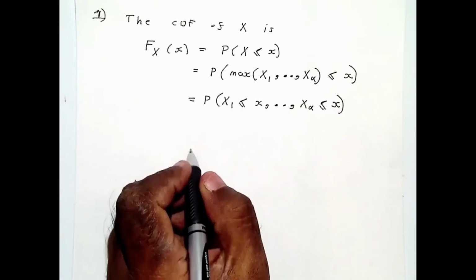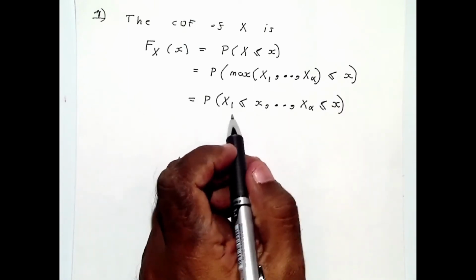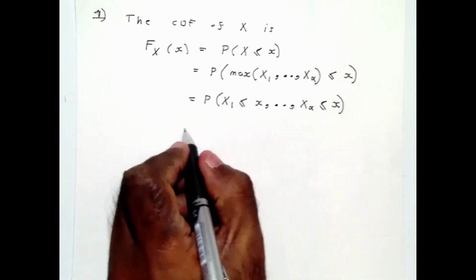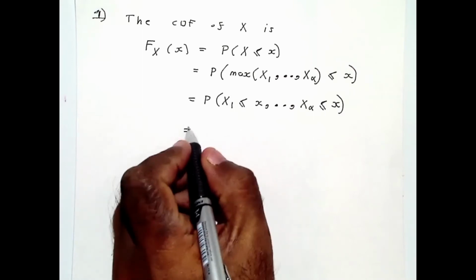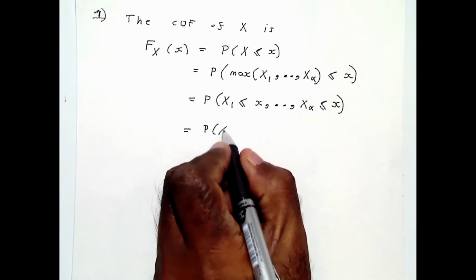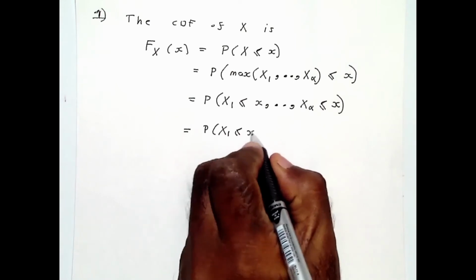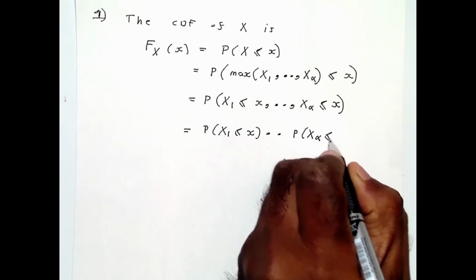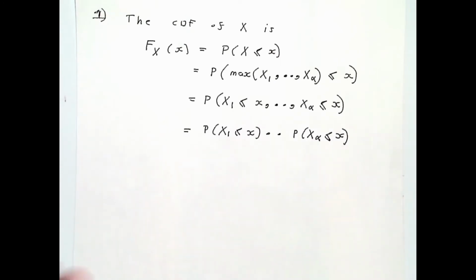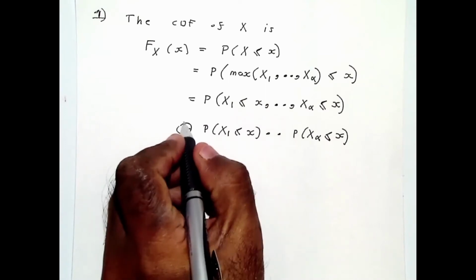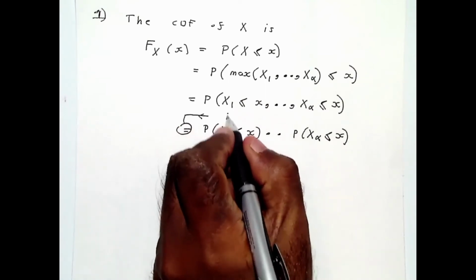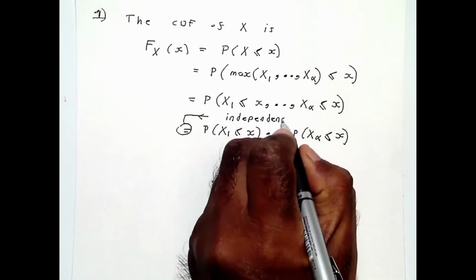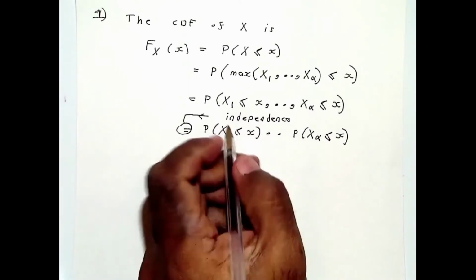Now, we are assuming that X1 to X alpha are independent random variables. So using independence, at this step here I'm using independence of X1 to X alpha. Let me put that in highlight.